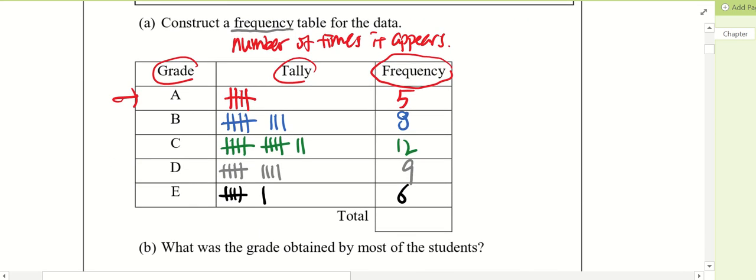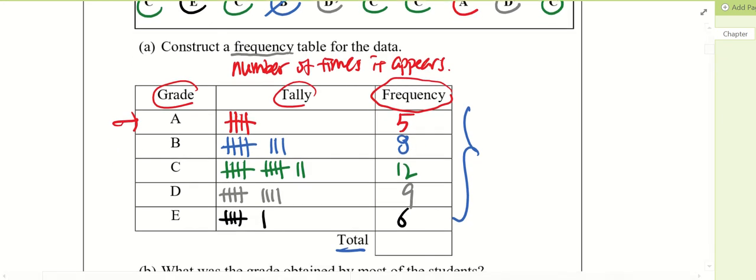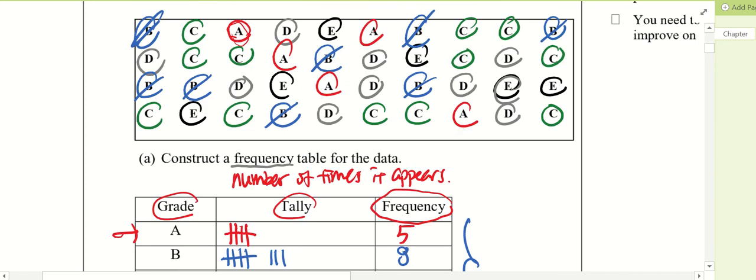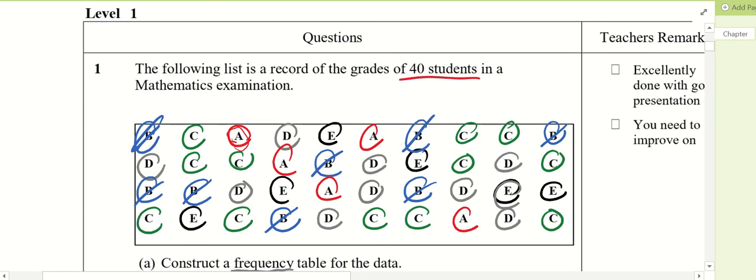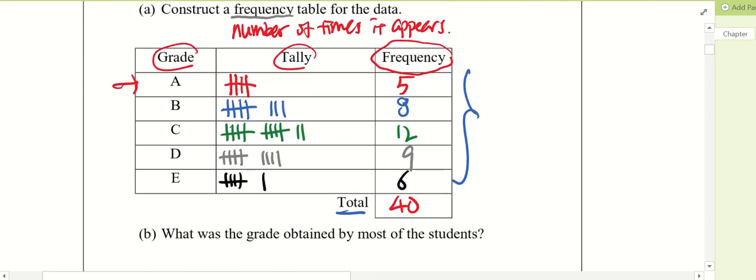Now how do I know that I've counted everything correctly? Let you guess. Well, the frequency tells you everything, isn't it? Right. So here we have the total. And let's count. 5 plus 8, 13, plus 12, 25. 25 plus 9, 34, plus 6 is 40. So 40. How do I know that I got it correct? Well, you can check it over here. There are a total of 40 students. Alright, so it's quite easy over here. Okay. Yeah, so tally is bundles of 5, and then the frequency, right?